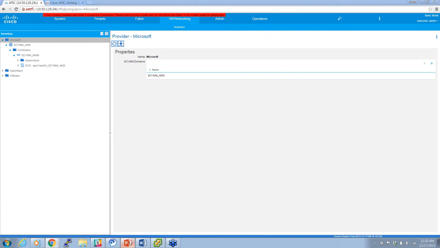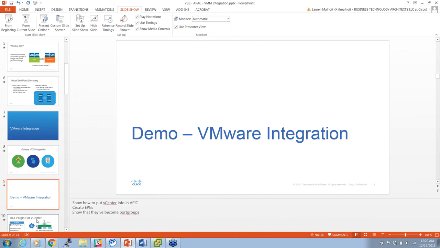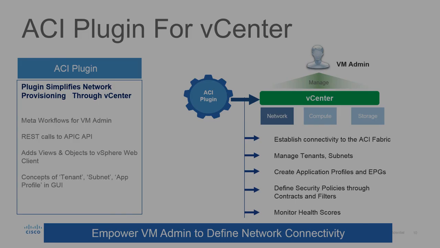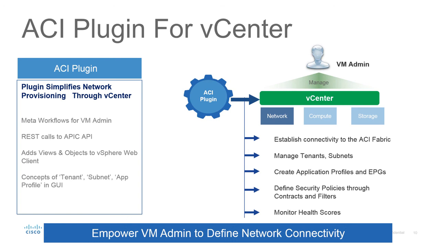So let's go back to my PowerPoint, my trusty PowerPoint. Okay, so we also have something called the ACI plugin for vCenter. This is basically a third-party plugin that you would install in your vCenter, and like any other third-party plugin, you would use it through the web UI. You can't use it through the thick client, like pretty much anything new these days.